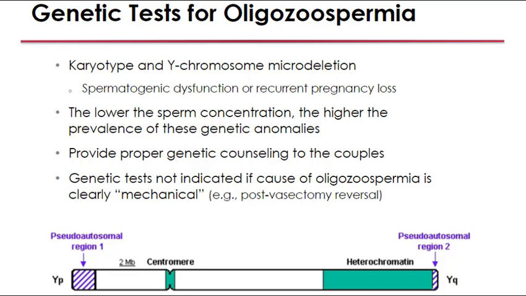Obviously, if the cause of oligozoospermia is clearly mechanical, such as post-vasectomy reversal or traumatic or iatrogenic injury to the excurrent ductal system, genetic tests are not indicated.